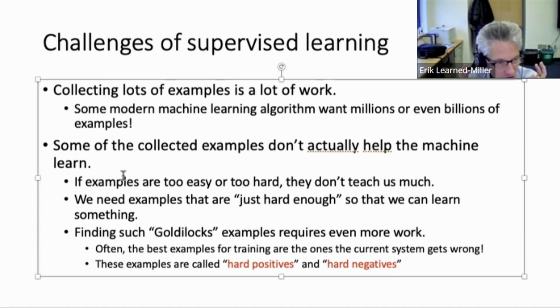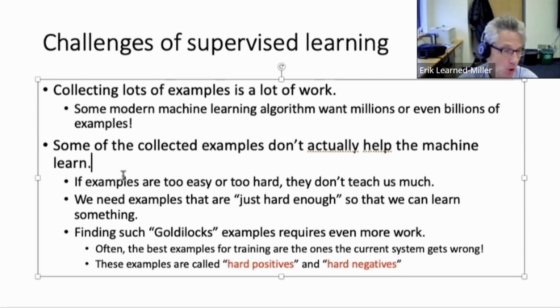Finding these kinds of just right examples, or what I'm calling Goldilocks examples, requires even more work than just labeling faces. You've got to look out for things that are a little bit challenging, which might only be 1 in every 100 images. So now we're looking at an enormous amount of work to get the training data required for such a system.